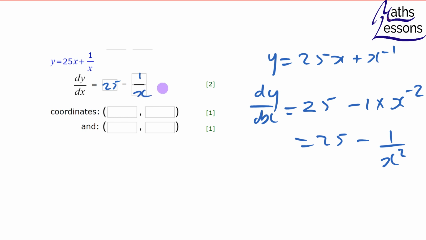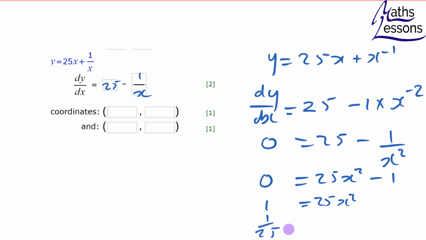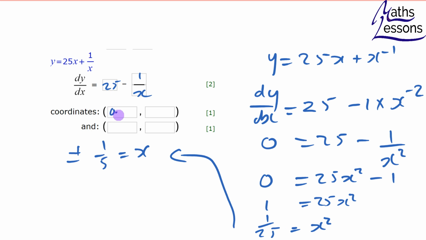And we want to find out when this equals 0. So times throughout by x squared, we get 0 times x squared is 0. 25 times x squared is 25x squared, minus 1. 1 over x squared times x squared is just 1. So I get 1 equals 25 over x squared. 1 over 25 equals x squared. Square root both sides, I'm going to get plus or minus 1/5 is equal to x. Remember, when you've got x squared equals something, you always get plus or minus. So we've either got 0.2 or minus 0.2 as my x values.